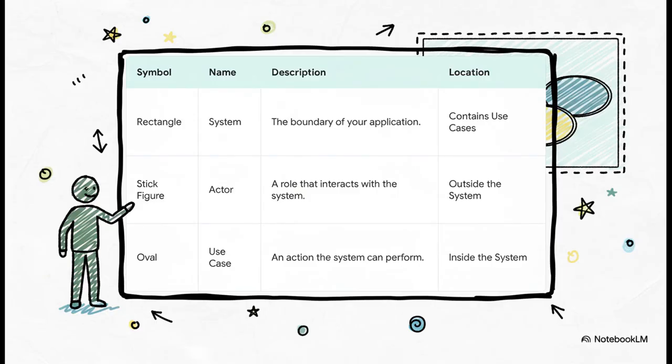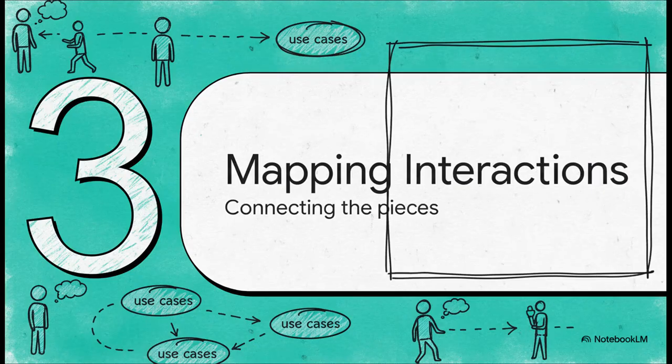So let's just recap that real quick. This table puts it all together perfectly. You can see the logic, right? The actor, which is outside the system, performs a use case, which is inside the system. See? It's a really simple but incredibly powerful way to structure things. Okay, so we have our building blocks. We've got our actors, our system, our use cases, but right now they're just a bunch of shapes on a page. Now comes the fun part, connecting them.